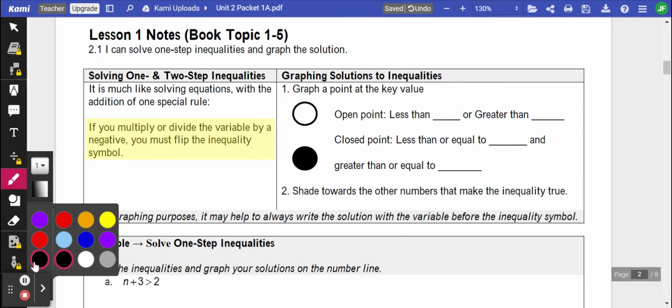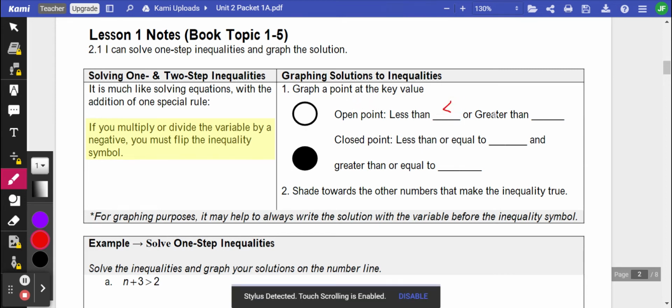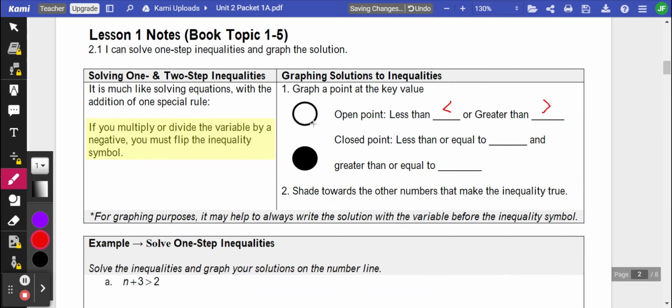One other thing that you need to make sure you know is we also need to graph the solutions on a number line. And just as a refresher, if you have a less than symbol or greater than symbol, we're going to use what we call an open dot or open point. And if you have a less than or equal to or greater than or equal to with that line underneath each of those, that's when you're going to have a closed dot. Okay, so closed when it has the equal to, open when it doesn't.